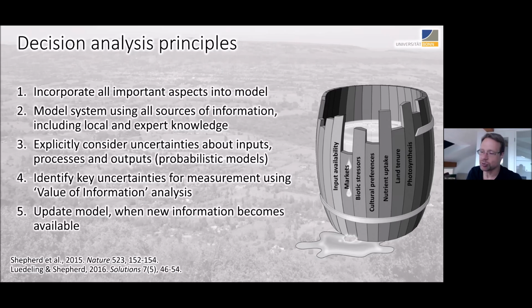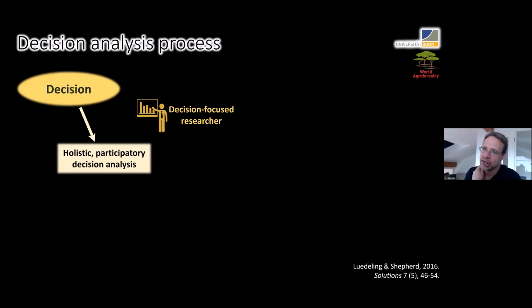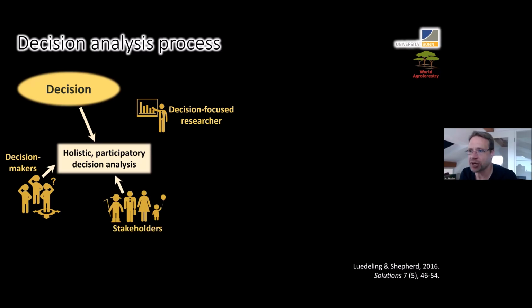And based on these principles, we have designed a process that we usually follow. That is outlined here. Some of you may have seen this before. But as I said, we always start with a decision that we focus on. We then just basically turn ourselves into decision-focused researchers. So we focus there, and we take this as a starting point. We convene a panel of decision makers, stakeholders, and maybe some sort of academic experts that's often involved. And together we do a holistic and participatory decision analysis.